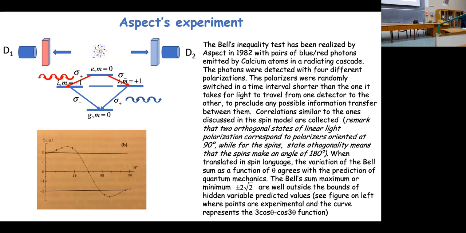And you see the points here are taken from Aspect's experiment. There are a lot of angles for which the result is outside the +2 -2 interval. So this experiment demonstrates that there are no hidden variables, that non-locality is a fact of quantum physics. And so this vindicates Bohr's view over Einstein.